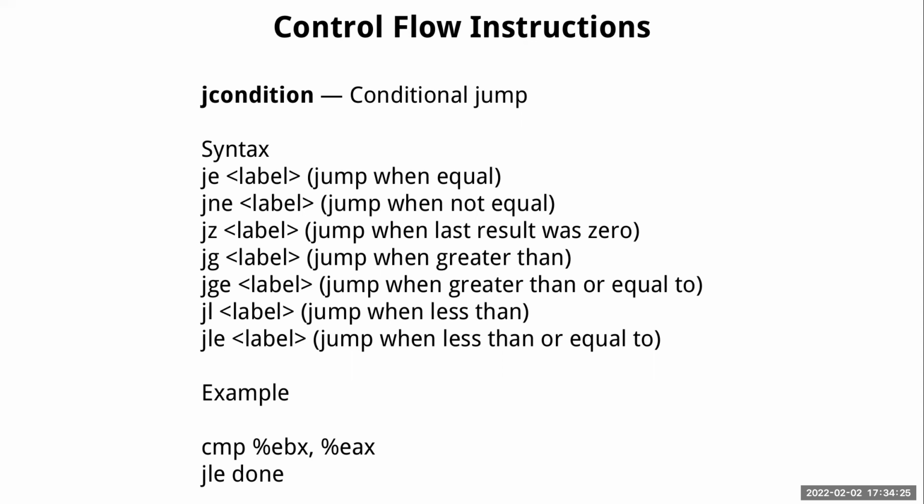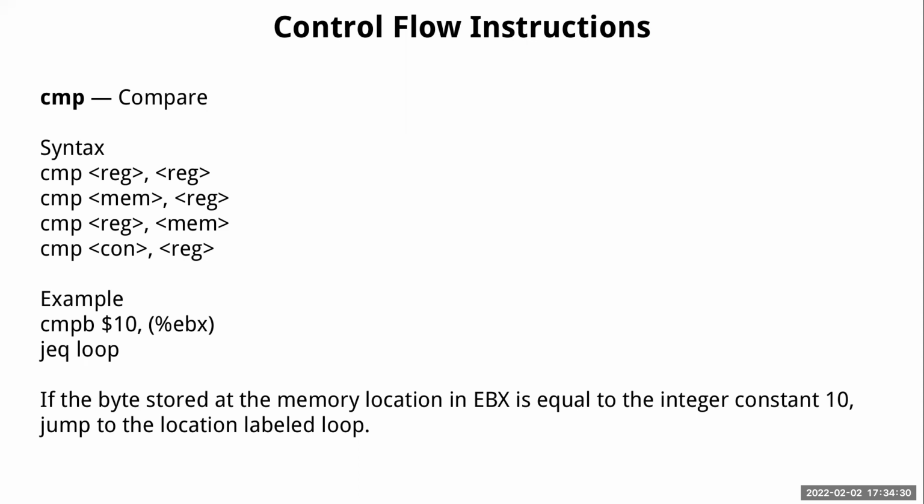You might not know a little bit about the compare instruction. Like I said, it subtracts the first argument from the second argument. It can be registers, memory locations, also constants. So this is another example. We take the value out of the memory address EBX, we subtract 10 from it. Then based on the value, we decide if we want to jump to this label location called loop.